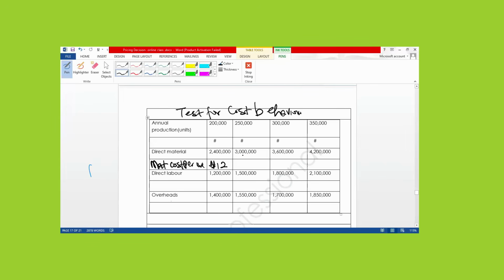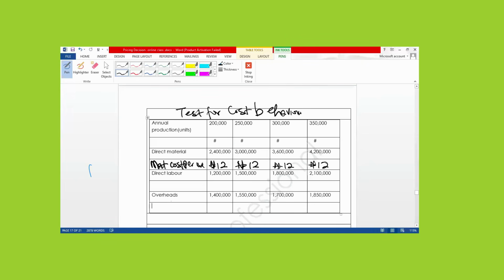Again, check. 3 million divided by 250,000: 12 naira per unit. 12 again. What do you have here? 12 naira.